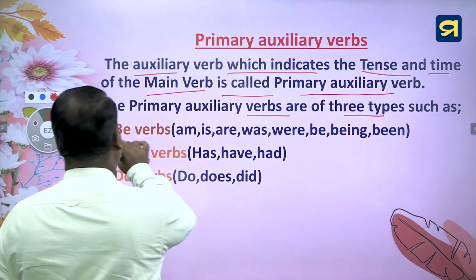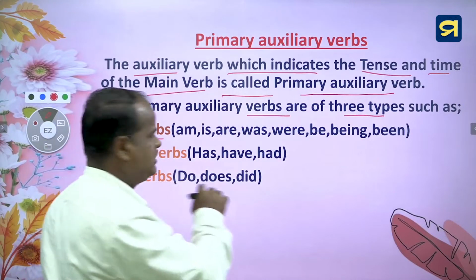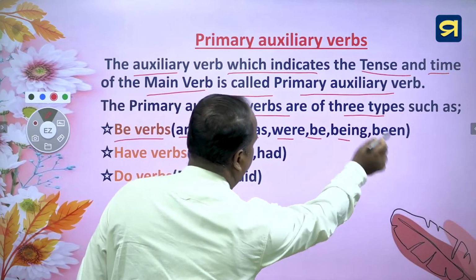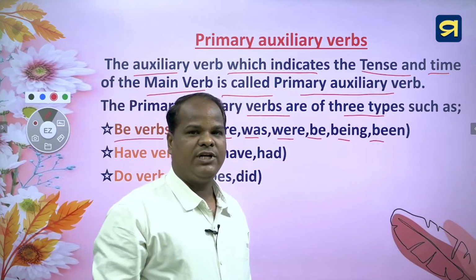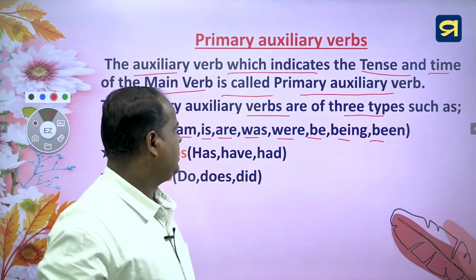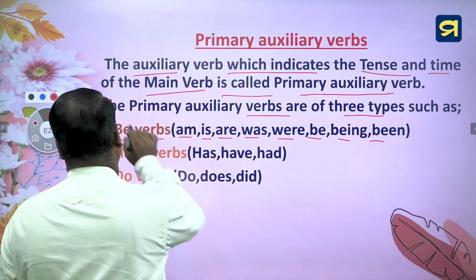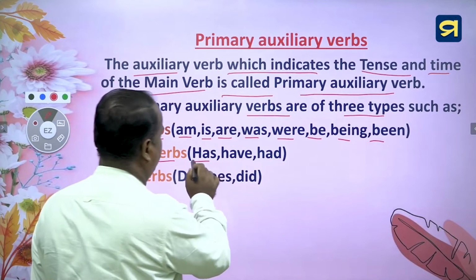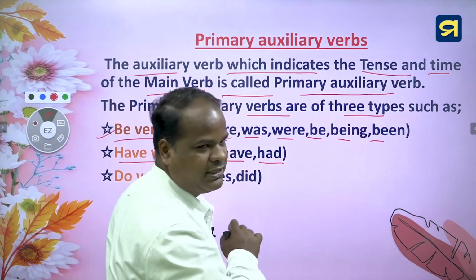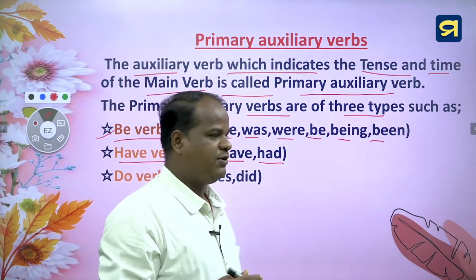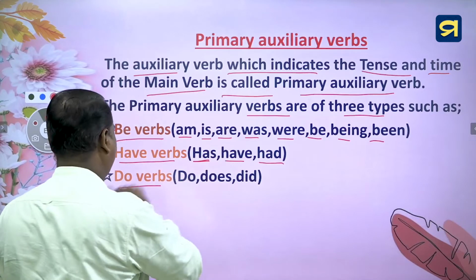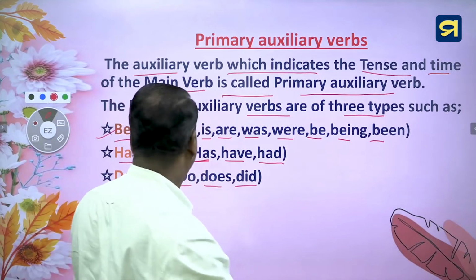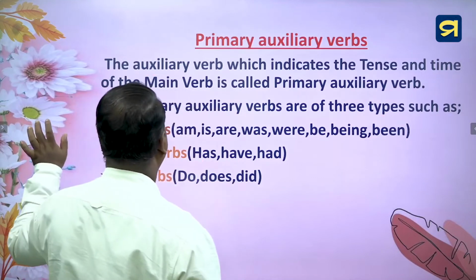First one is be verb. What are the be verbs? Am, is, are, was, were, be, being and been. You have to know it well. These are the be verbs. Then have verb. What are the have verbs? Has, have and had. These three verbs are known as have verbs. Again, do verb. What are the do verbs? Do, does and did. Okay, children?